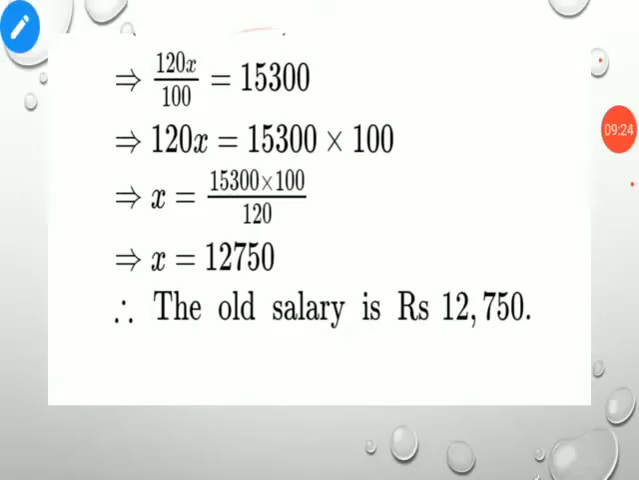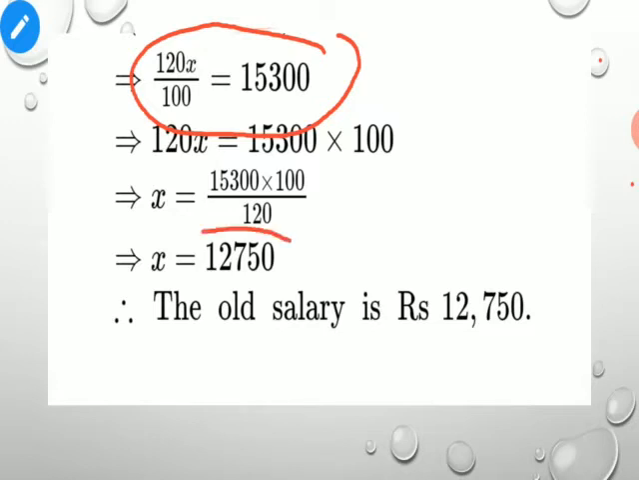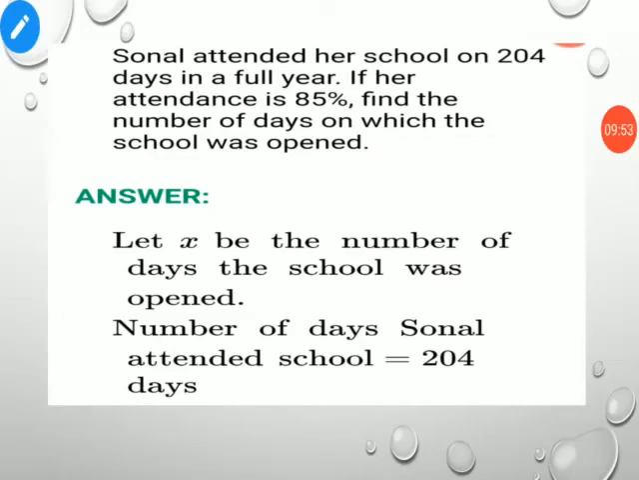Do the cross multiplication and then, so now it's 120x upon 100 is equal to 15,300. Do the cross multiplication and find out the value of x here. So the value of x will be what? 12,750. That means before the increment his salary was rupees 12,750.